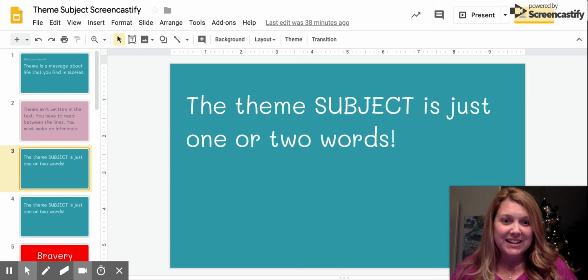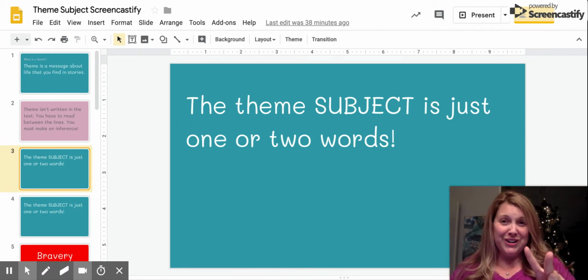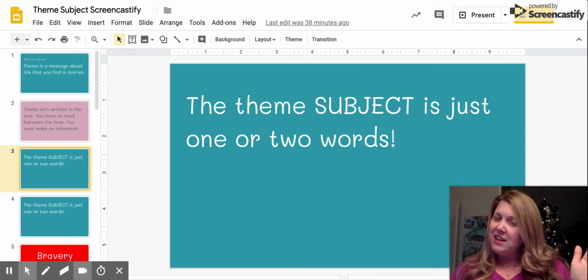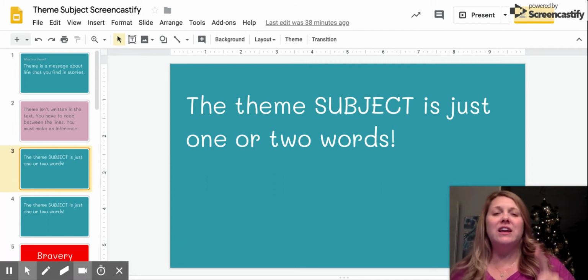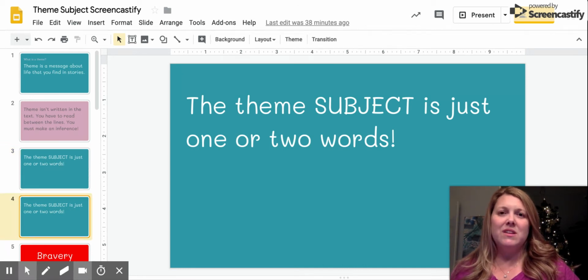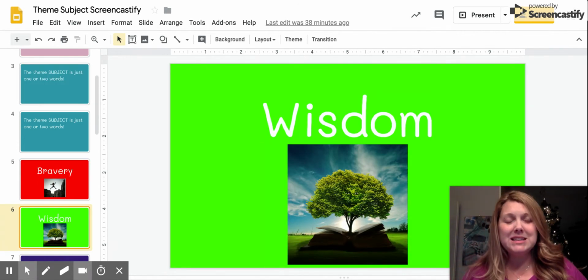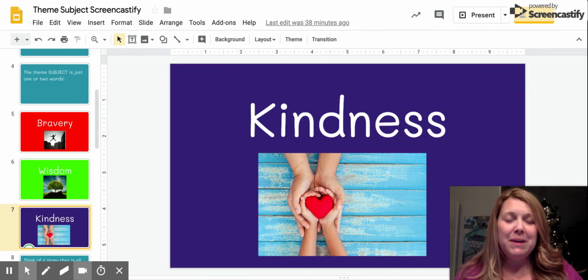Now, this is important. The theme subject is just one or two words. So we're not looking for a sentence. We're not looking for a paragraph. We're looking for one or two words. Here are some examples. The word might be bravery. It might be wisdom. It might be kindness.